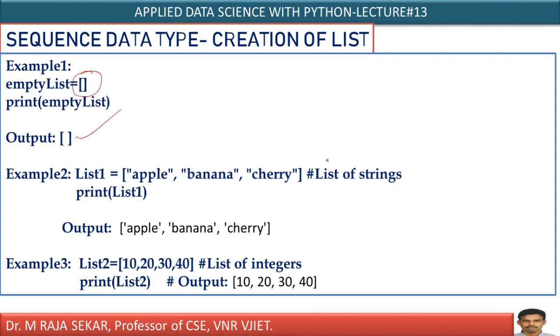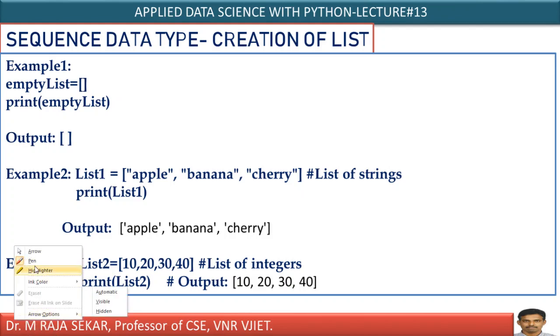Here is list 1, let me say a list of strings. We already discussed this. Here I am keeping apple, banana, cherry. If you want to display, print the list name and it will display all those items. Again the same thing, 10, 20, 30, 40. We are repeating things, isn't it? Anyway, let me proceed further.